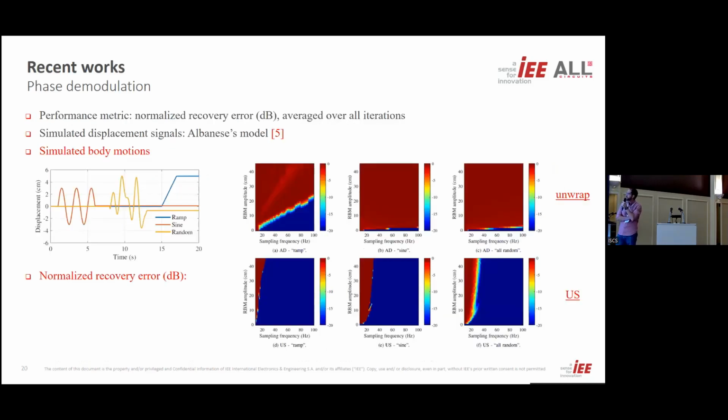So just a few simulation results here. We simulated different kinds of body motions. And here we have the recover error, so the normalized recover error. When we are using the conventional unwrap here on top, we can clearly see the linear relation that I showed in the previous slide. However, when we use the limited sampling framework, as soon as we reach a specific sampling frequency, there is no more dependence on the amplitude of the random body motion in this axis here.